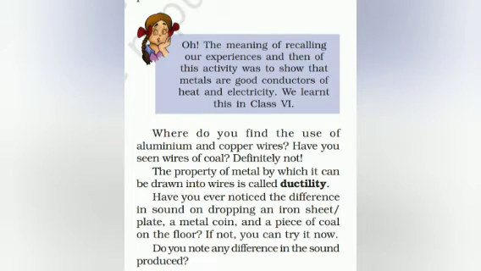The meaning of recalling our experiments and the end of this activity was to show that the metals are good conductors of heat as well as electricity. Well, we have learned that in earlier class. Where do you find the use of aluminum and copper wires? They are in the conducting wires, right? The property of metal by which it can be drawn into wires.